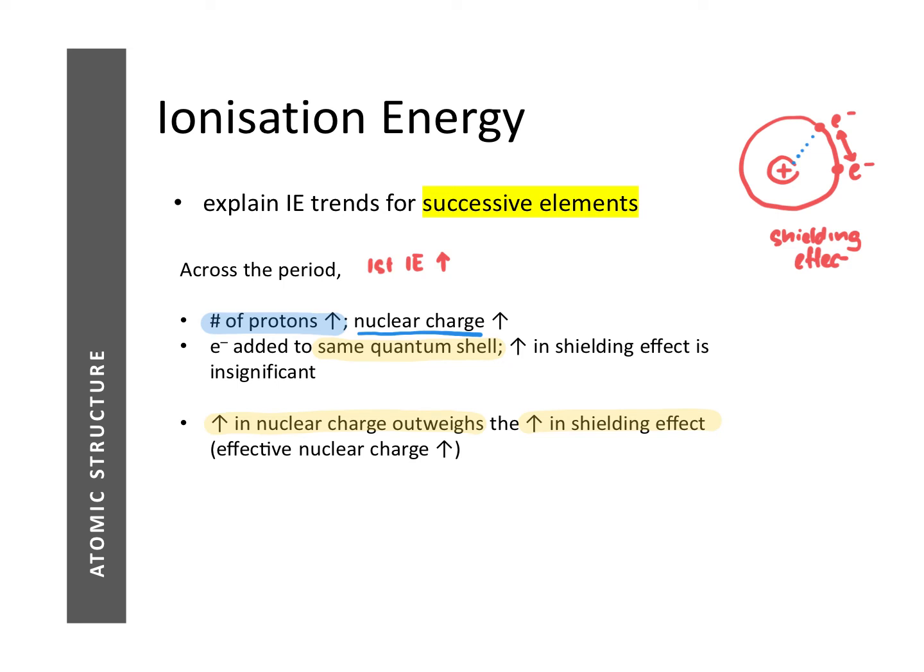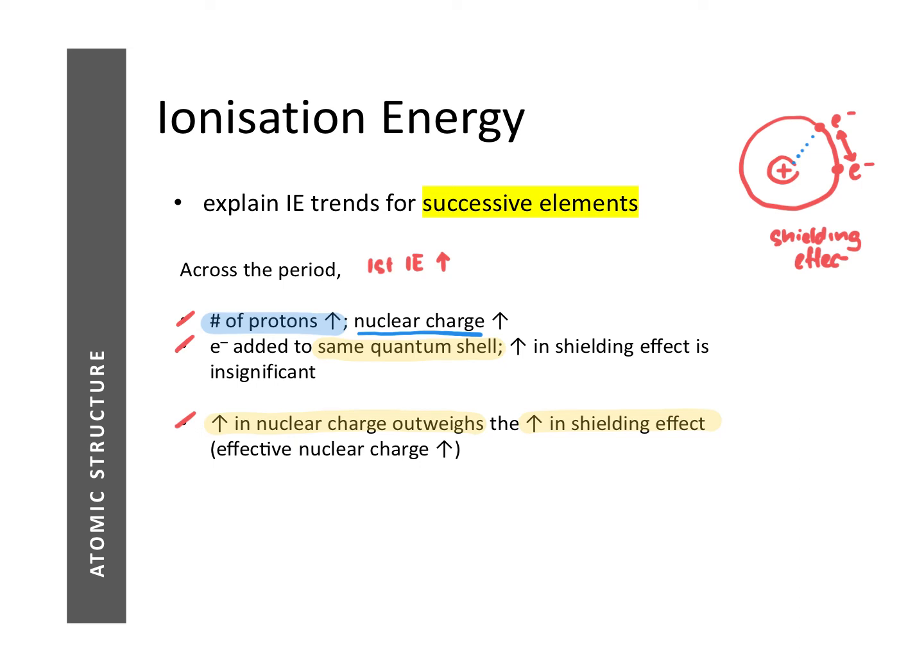This is a common question in A levels, so you will need to be able to answer it using these 3 points. Number of protons increases, nuclear charge increases. Electrons are added to the same quantum shell, so the increase in shielding effect is insignificant. And the third point that must be included in your answer is that the increase in nuclear charge would outweigh the increase in shielding effect.